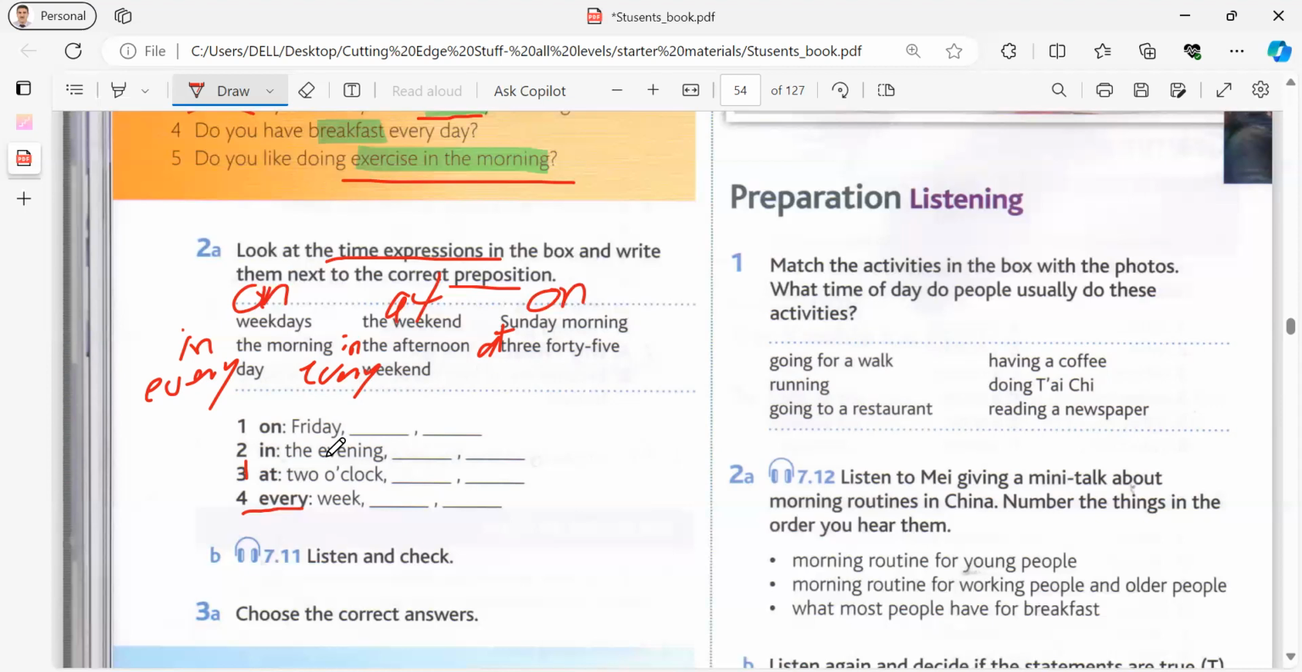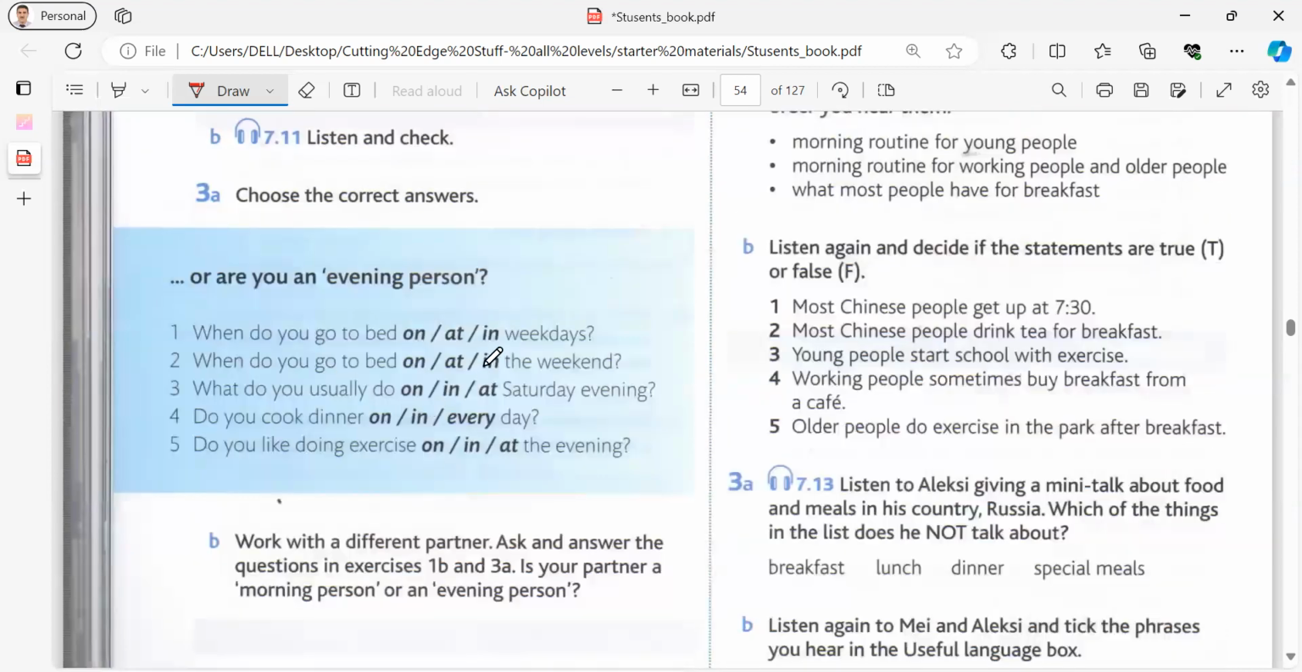Clear? Can you answer this please? Choose the correct answers. Are you an evening person? Choose on, at, in. You have half a minute. Please let me know once you finish.